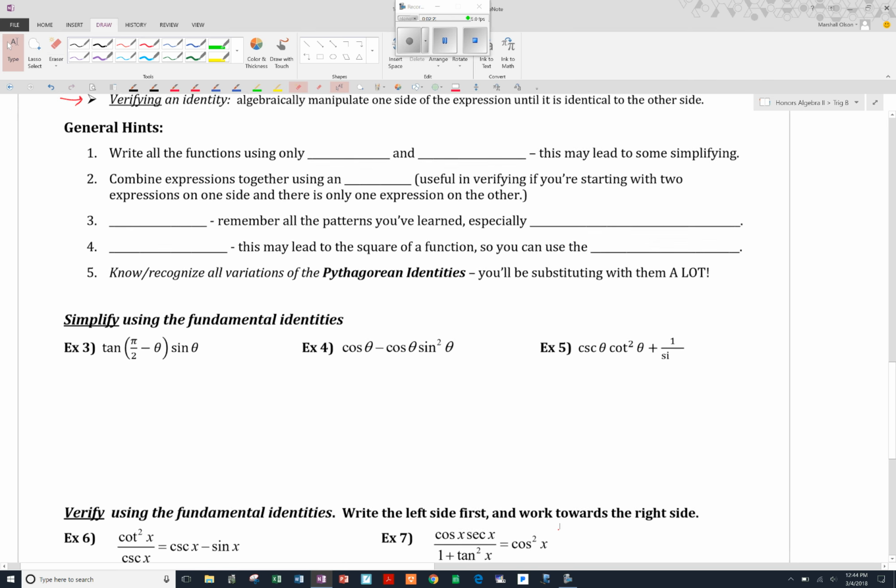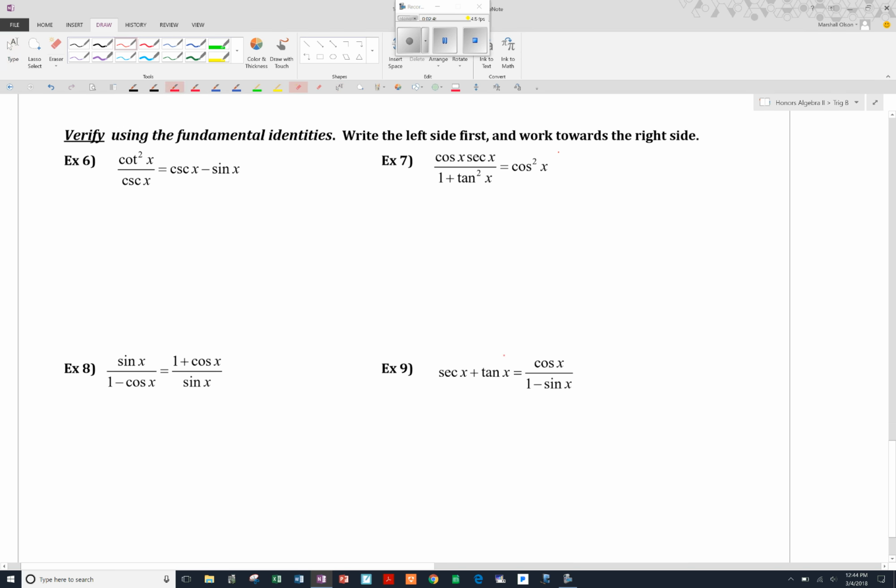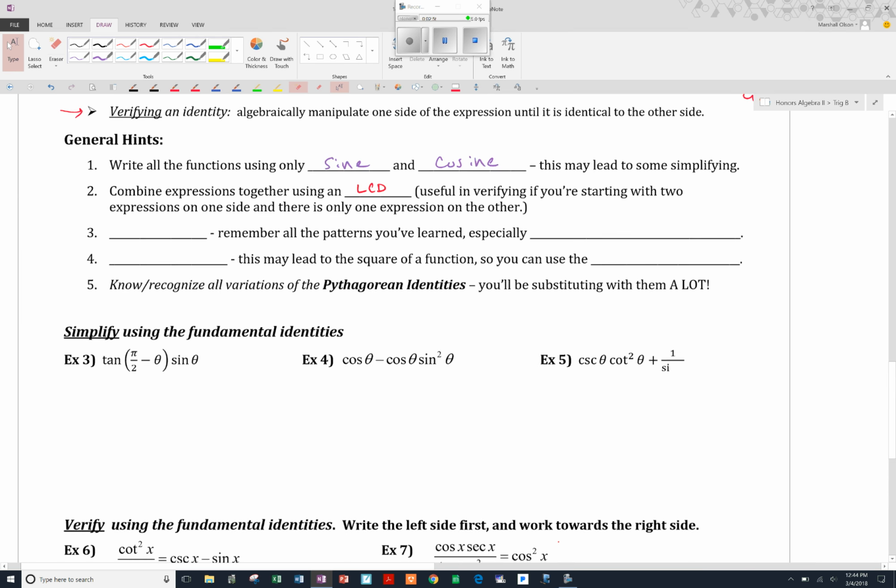Here are a few other general hints. Writing all the functions in terms of sine and cosine is usually helpful because every trig function can be written in terms of sine and cosine. So if we can do that, sometimes we get things to combine or cancel out. We're going to combine expressions together using an LCD, so that's going to be useful when we have 2 or more expressions and we want it to become one expression. For example, as I look down here, that might be an appropriate thing to do in that problem because there's 2 things on that side, 2 terms, 1, 2, and there's only 1 term on that side. So I think an LCD might be appropriate in example 9 coming up.